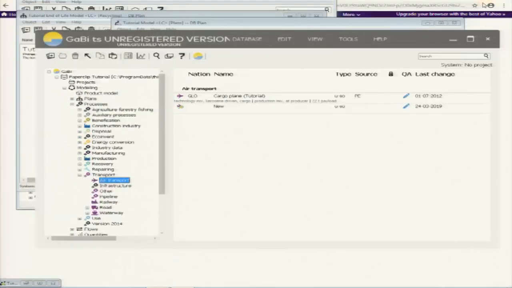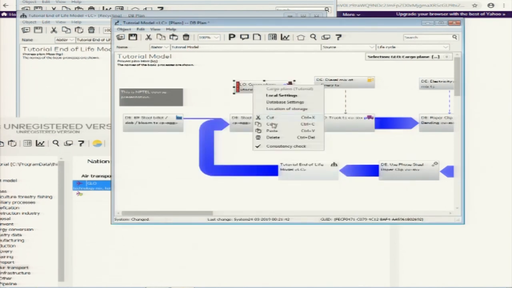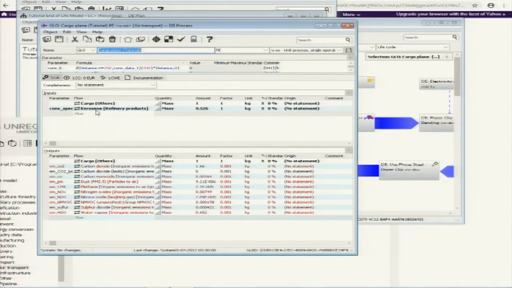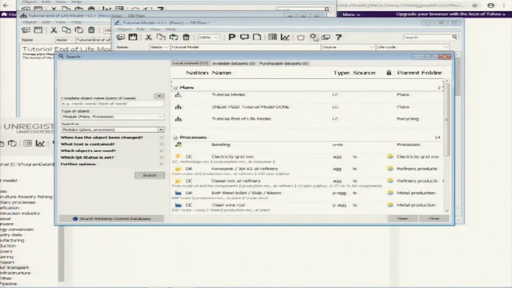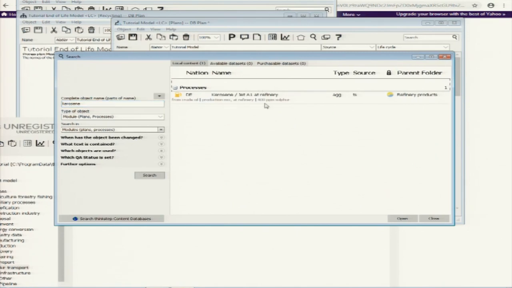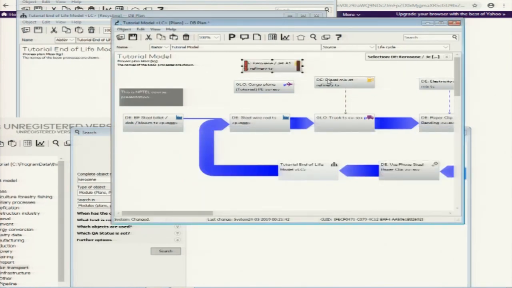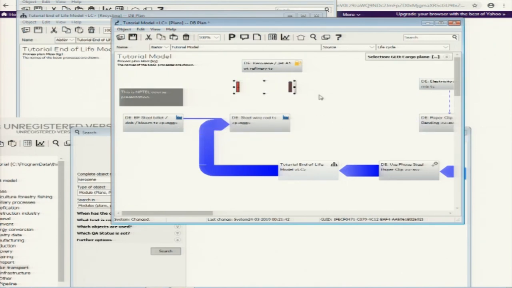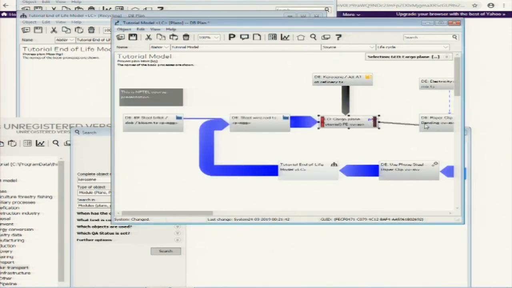If I put it in my plan, cargo plane, you can open it to see what the inputs and outputs are here. The inputs are cargo and kerosene, kerosene from refinery, and the output is cargo. So we need to put kerosene in place of diesel mix, and then we need to search for kerosene. This is a task for you. Kerosene, diesel kerosene, this one, drag it here. Now please delete this one. I'm just clicking on the diesel mix, click delete, click on truck, click delete, and I'll put it here. Now you please make connections, this to this, make connections from here, and see what the change is.